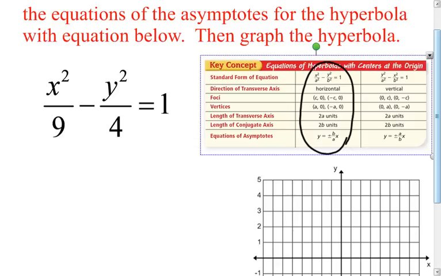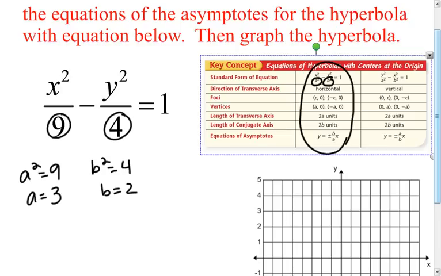Okay, so I know again that this is a left-right hyperbola. I know that it is centered at 0, 0. I can see that a squared is 9, so of course I know then that a is 3. If I look here in the formula, b squared in this case is underneath the y, and b squared is 4. So b is 2.